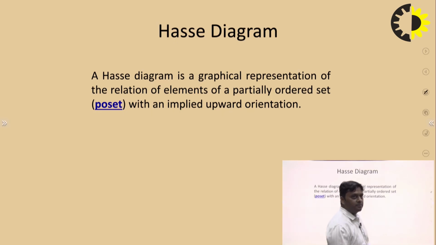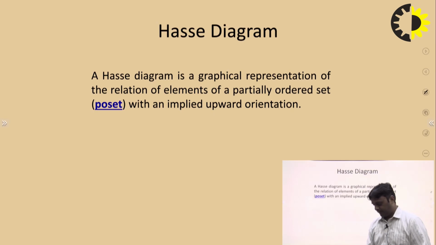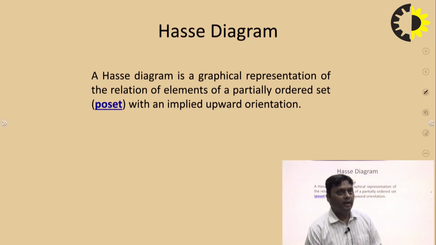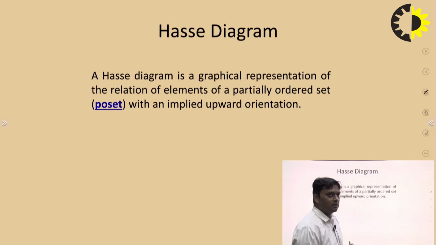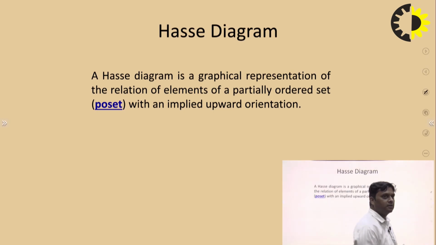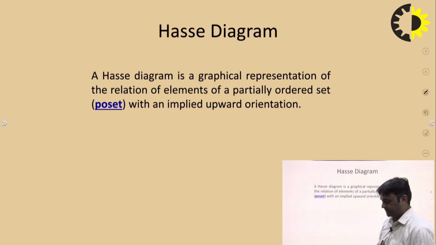Hasse Diagram is a graphical representation of the relation of elements of a partial order set with an implied upward orientation. It means Hasse diagram represents the relation of elements that are in a partial order set.